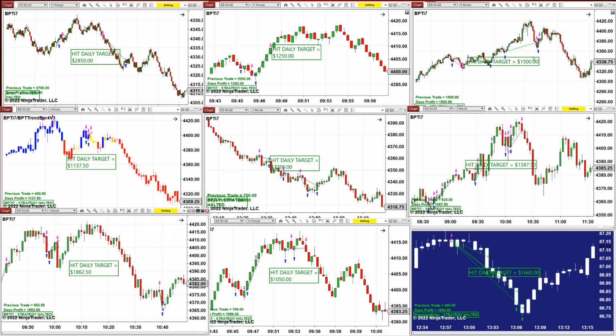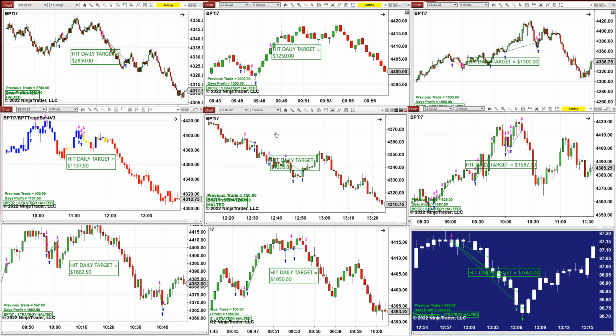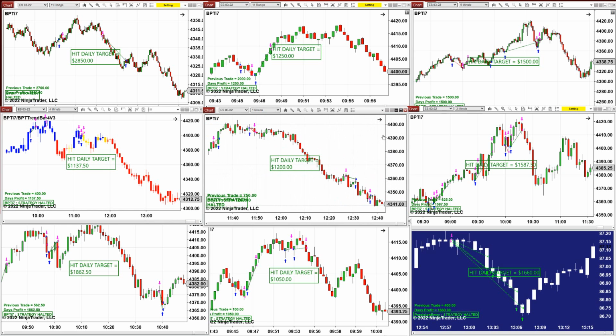On the ES 5 minutes, we did 1500, 1100 on the 4 minutes, 1 minute. Look at this, 1 minute is a statement when your auto trade can trade 1 minute. 1 minute, old template, 1 minute, a new template. One is 1200 and the other one is 18.